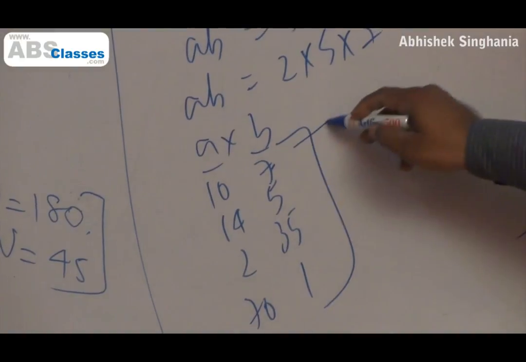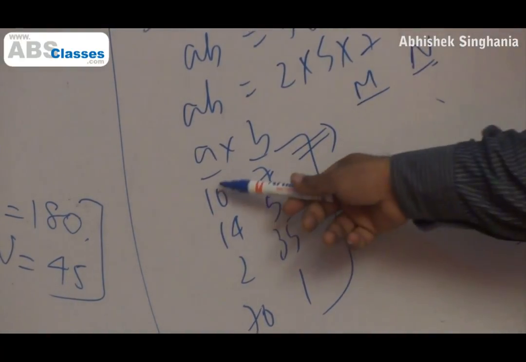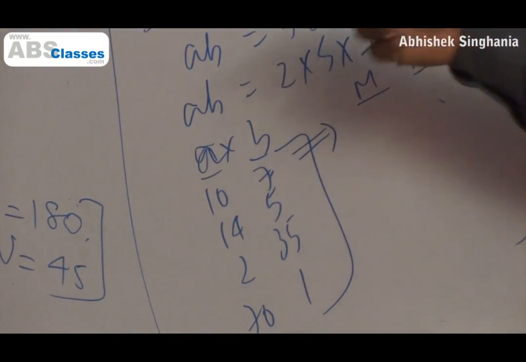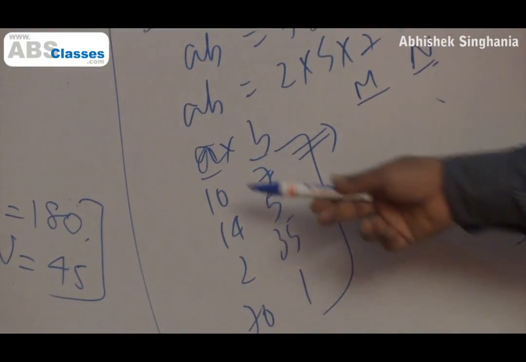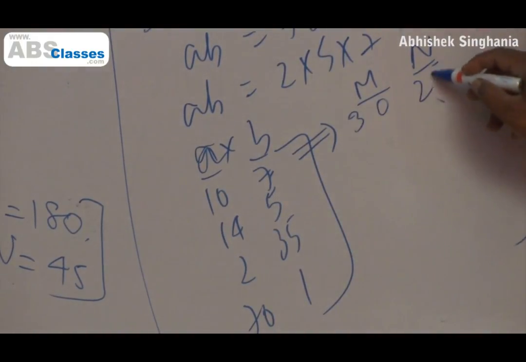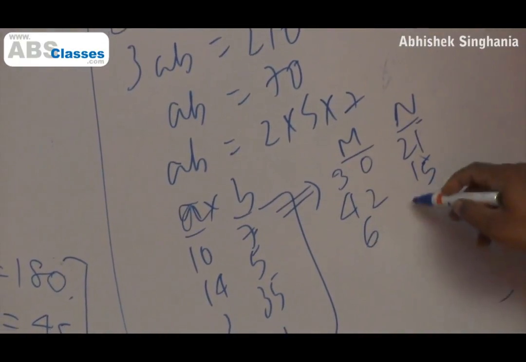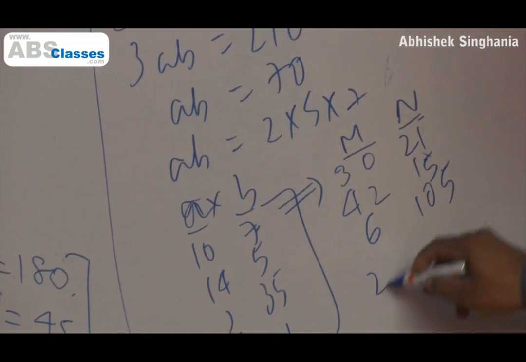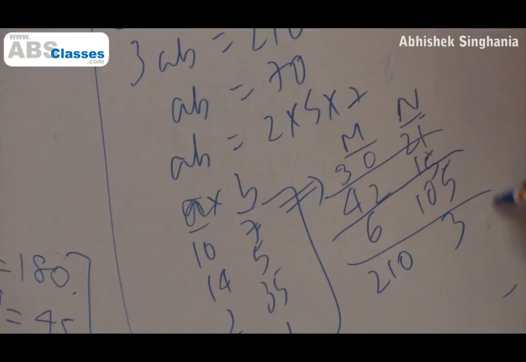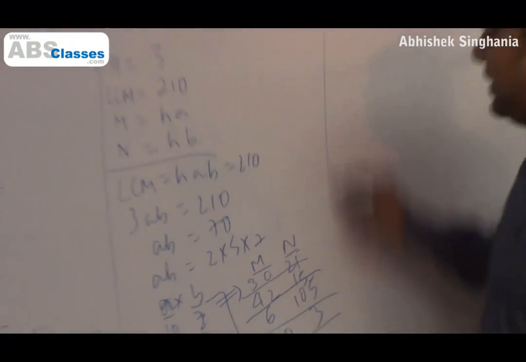So there can be 4 such pairs. Let's quickly identify the numbers M and N in each case. Remember, these are the co-prime portions of each number. They have to be multiplied by the HCF to get the numbers. HCF is 3. So 10 into 3, 30, and 21; 42 and 15; 6 and 105; 210 and 3. So these 4 sets of numbers will be there. Their HCF will be 3, their LCM will be 210.